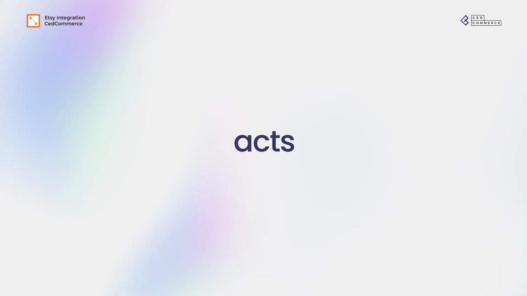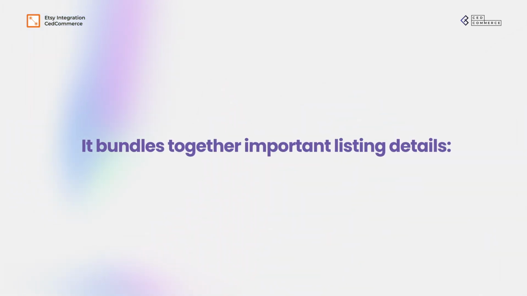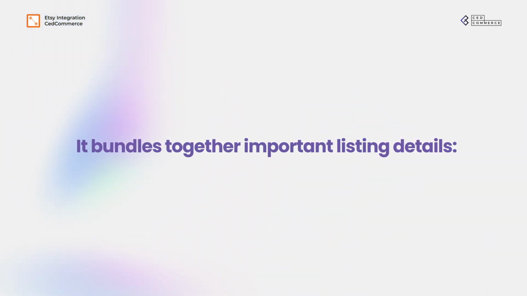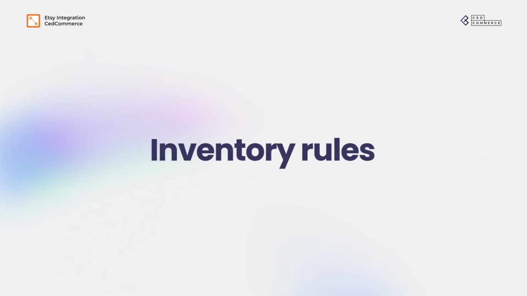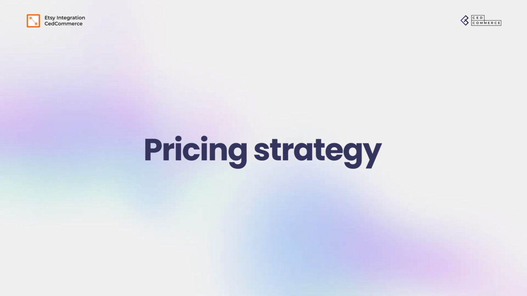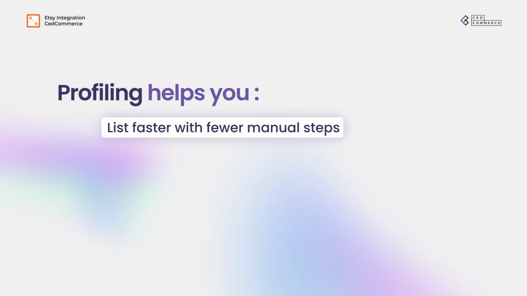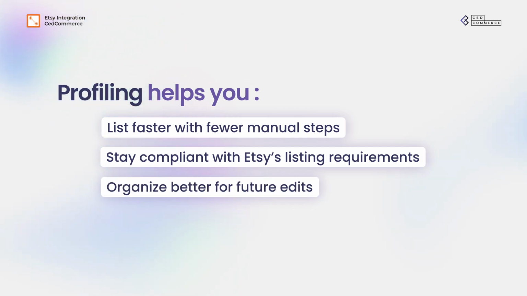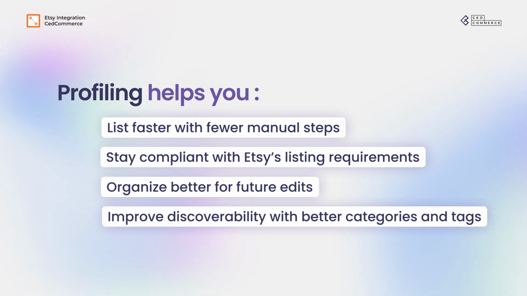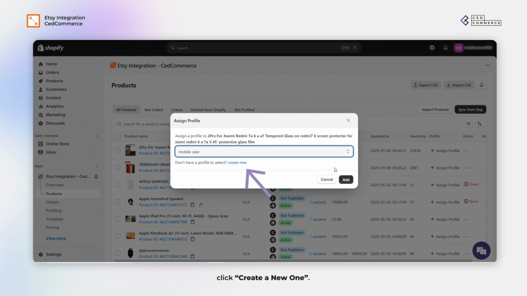A profile acts like a blueprint. It bundles together important listing details, like Etsy category, attributes, shipping policy, inventory rules, and pricing strategy. Profiling helps you list faster with fewer manual steps, stay compliant with Etsy's listing requirements, organize better for future edits, improve discoverability with better categories and tags. If you don't find what you need, click Create a new one. Once you're ready, click Add.